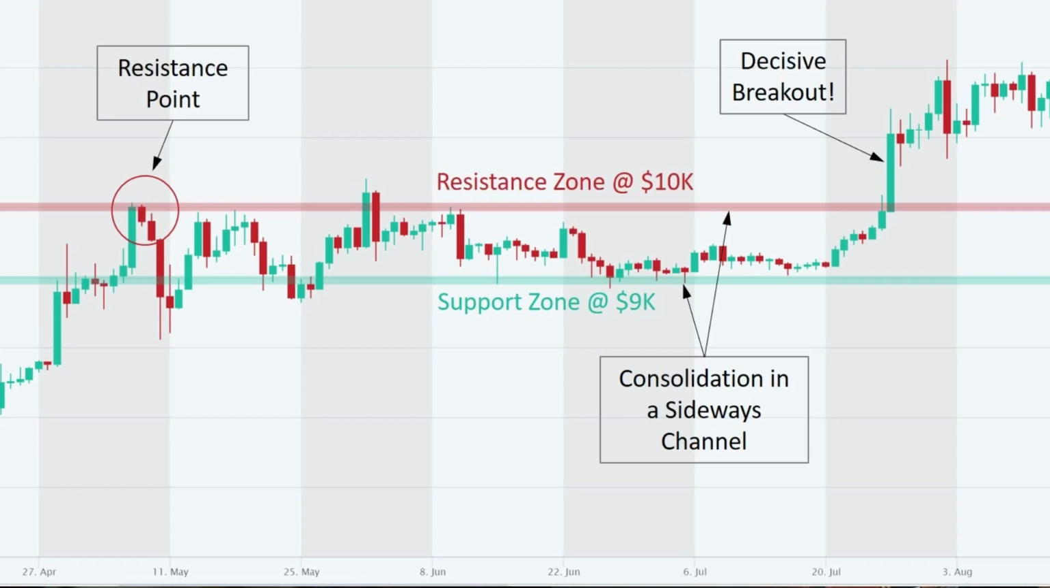A support level is a price level at which demand is strong enough to prevent further price decreases. In other words, it's a level at which buyers are willing to enter the market and buy the asset, causing prices to bounce back up. On the other hand, a resistance level is a price level at which supply is strong enough to prevent further price increases. In other words, it's a level at which sellers are willing to enter the market and sell the asset, causing prices to fall back down. Support and resistance levels are important because they can help traders identify potential entry and exit points.